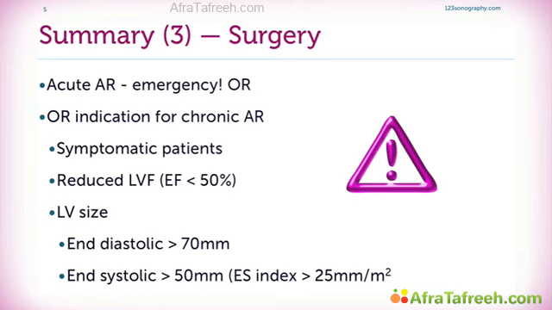So what are the indications for surgery? Acute AR is an emergency, especially if AR is not tolerated by these patients. And in chronic AR, if the patients are symptomatic, if they have a reduction in left ventricular function, in other words an ejection fraction below 50%, and if there is excessive increase in left ventricular size, the cutoff values here are more than 70 millimeters end diastolic diameter and more than 50 millimeters end systolic diameter, or, if you index the end systolic diameter to the body surface area, more than 25 millimeters per square meter.